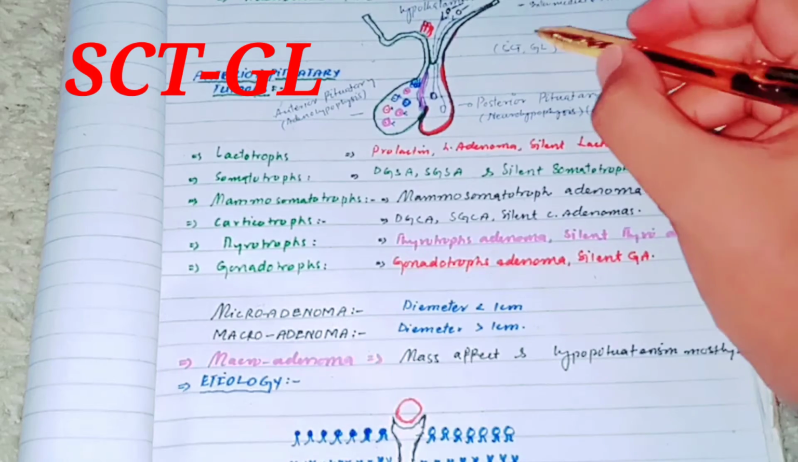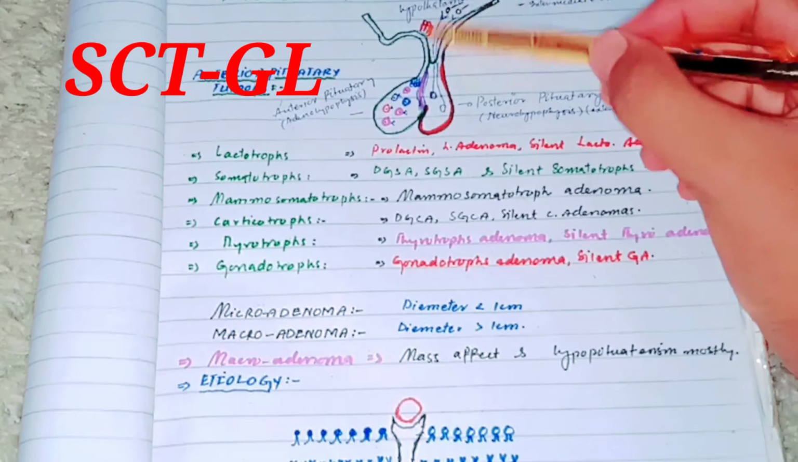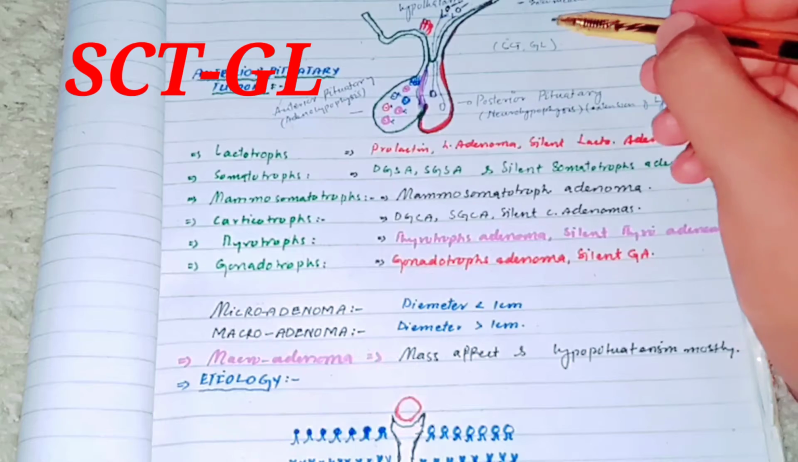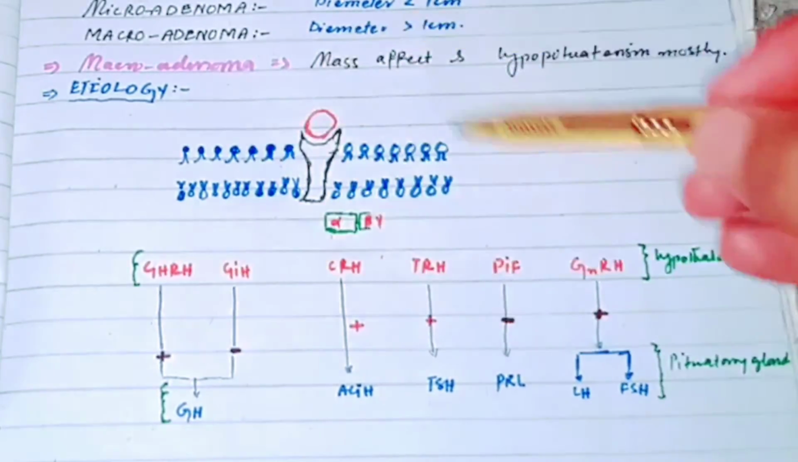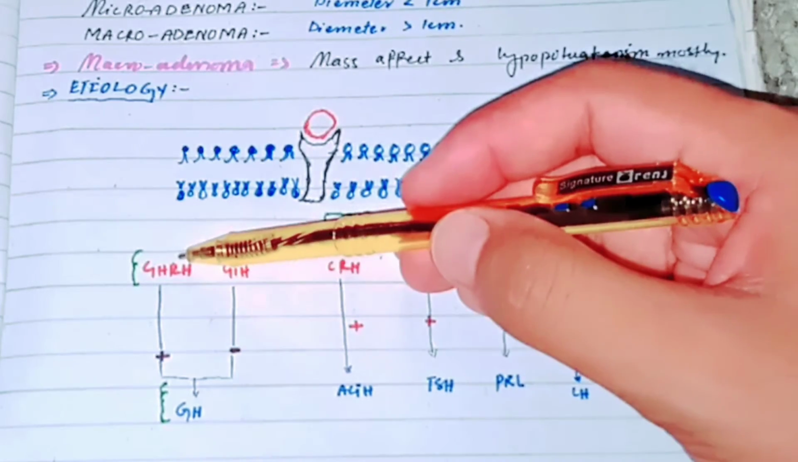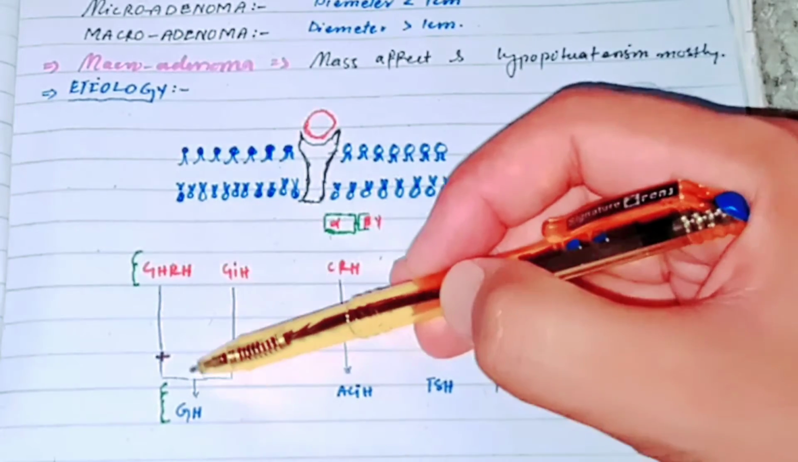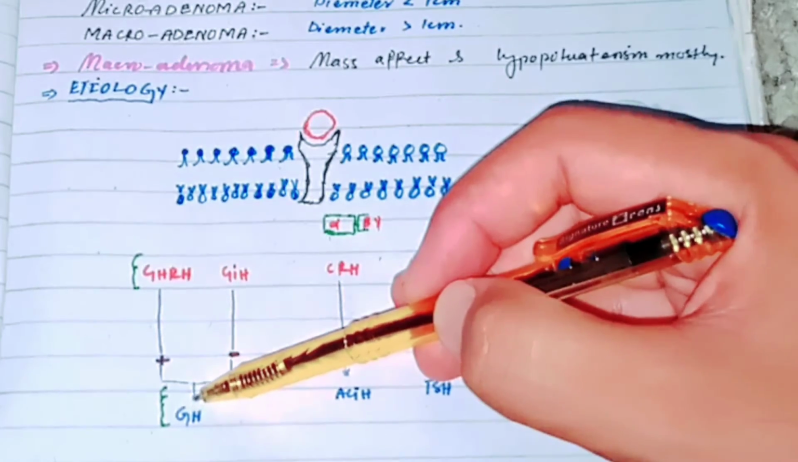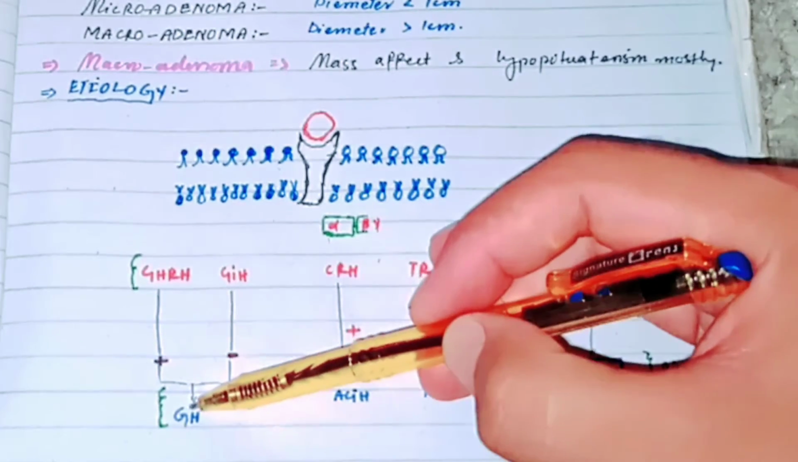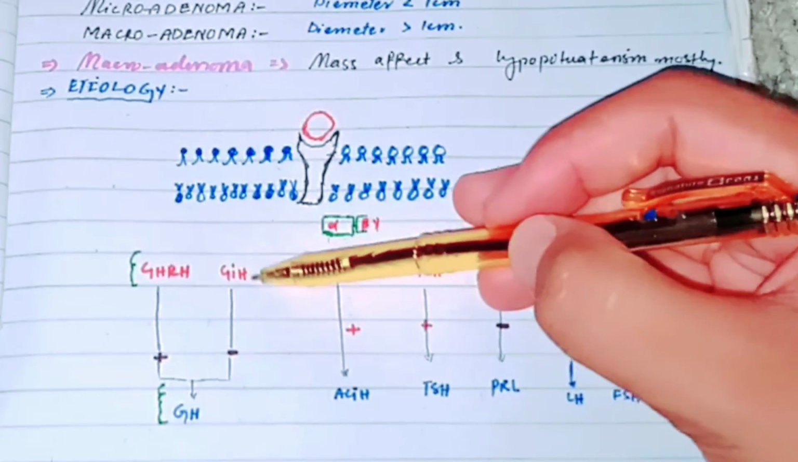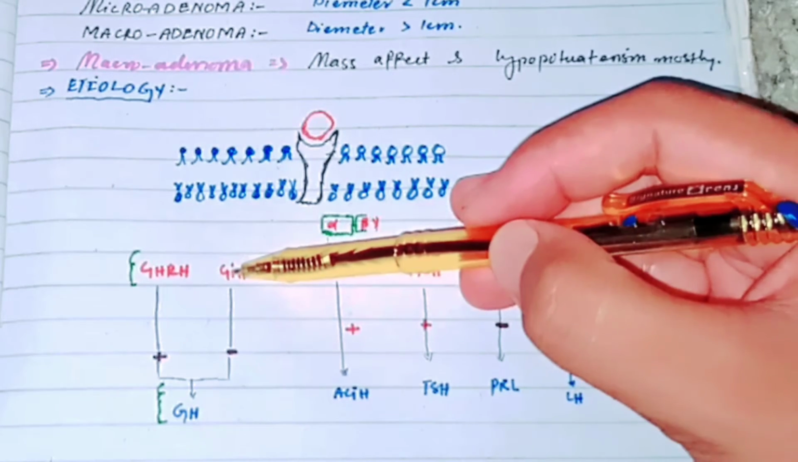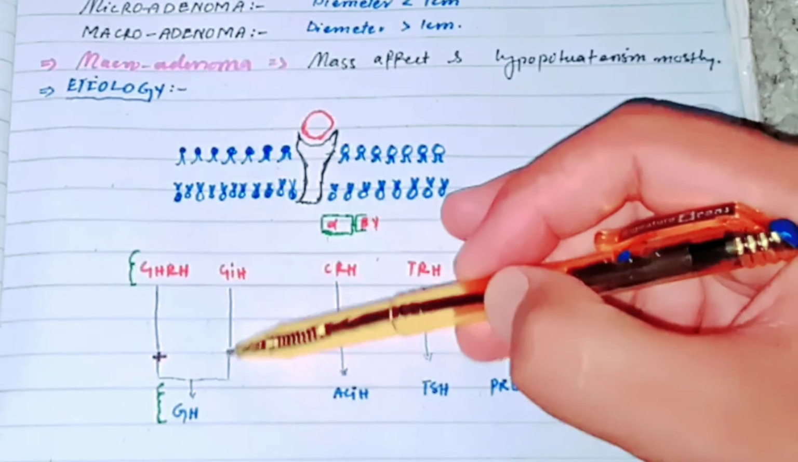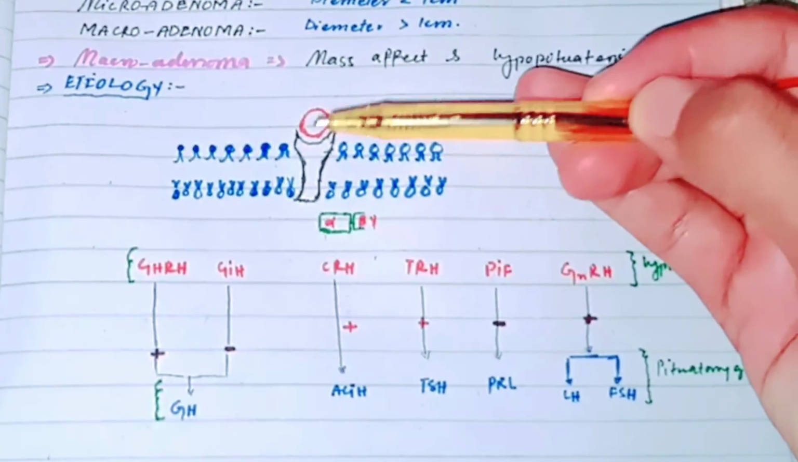But these hormones are produced in response to hormones from the hypothalamus. So the somatotrop is stimulated when the growth hormone releasing hormone from the hypothalamus is released, and this hormone then acts on the somatotrop cells of the pituitary gland and causes the release of growth hormone. And growth hormone is inhibited by the growth hormone inhibitory hormone, also called somatostatin. When this hormone is released from the hypothalamus, it will inhibit the release of growth hormone from the pituitary gland.